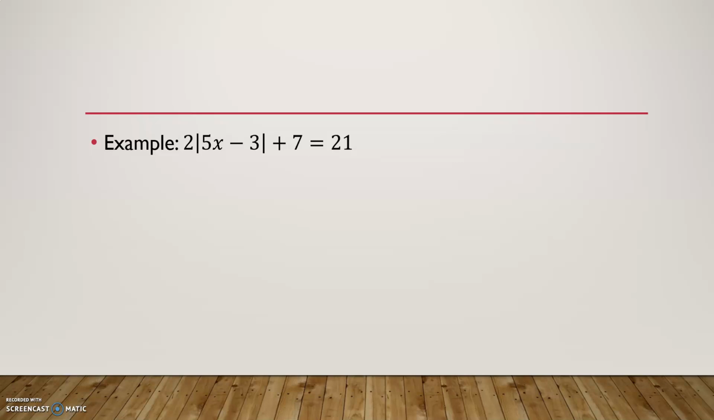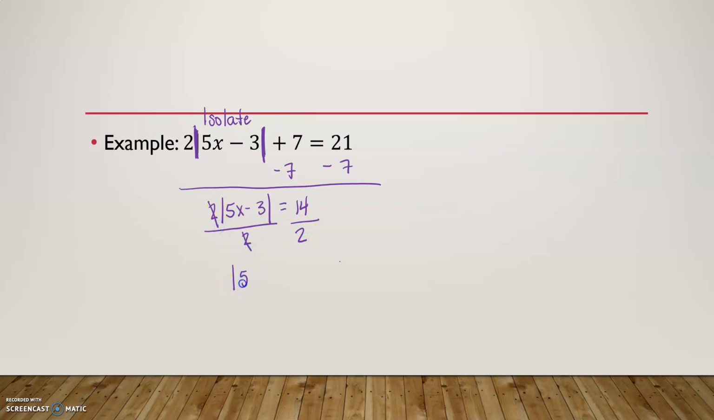All right, so let's solve this one. The first thing that we always need to do is to get the absolute value bars by itself. So I'm just drawing over that to remind myself, this is what I'm trying to isolate. So the first thing I'm going to do is subtract 7. I'm going to treat it just like a two-step equation. 2 absolute value, 5x minus 3, and that would give me 14. And then divide both sides by 2, and we get the absolute value of 5x minus 3 equals 7.